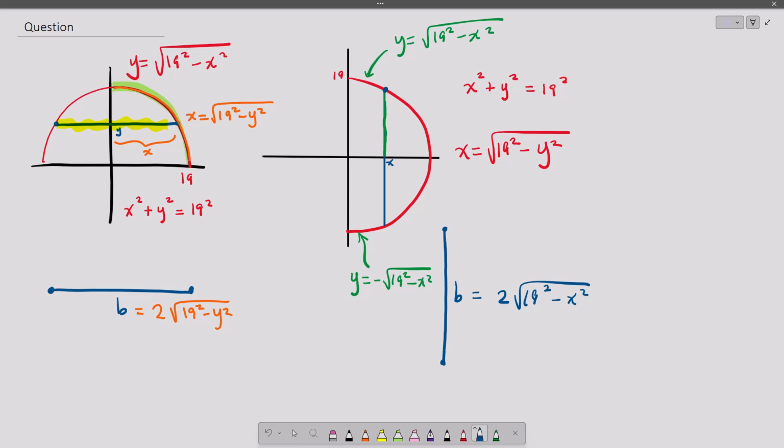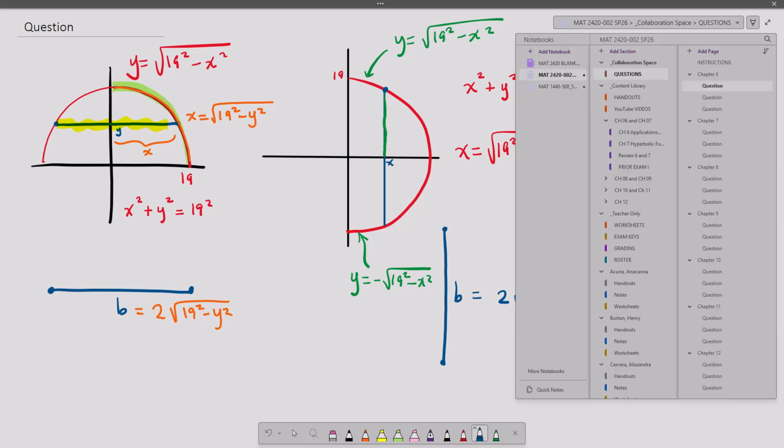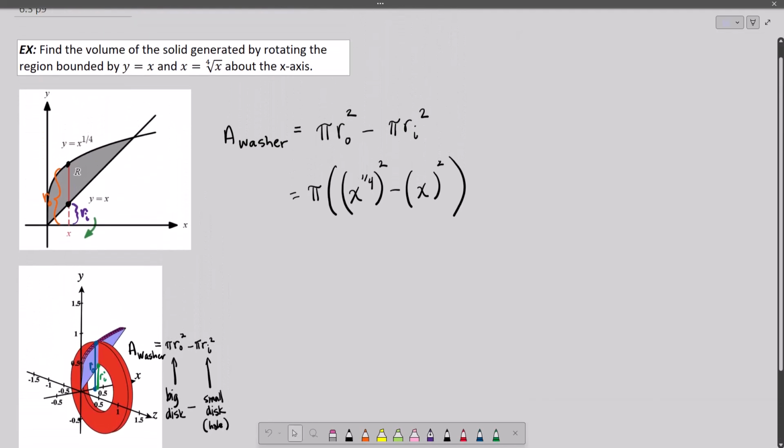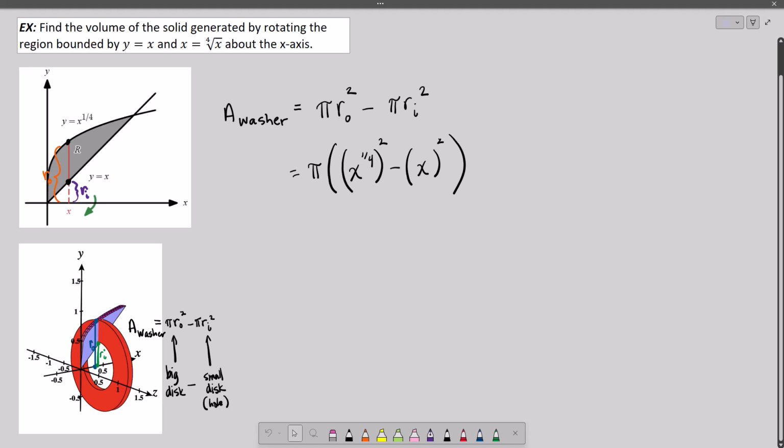Okay, so let's go back to where we are. On Thursday, we left off with a slightly new strategy called the washer method. And so let's just review the basic layout here. If we take this gray region R and we rotate it around the x-axis, we're going to get this solid object that looks kind of like a bowl opening to the right.